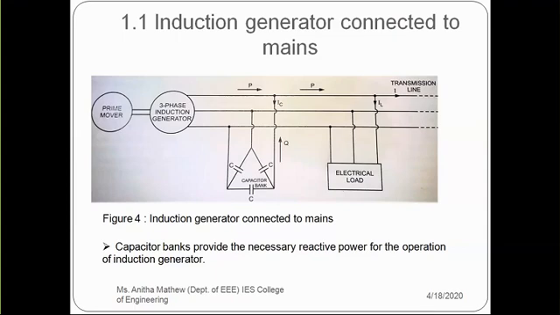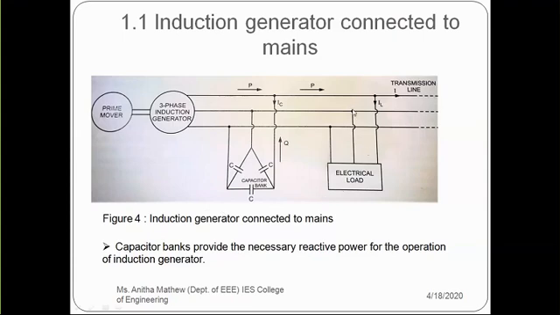Here you can see the 3-phase induction generator is coupled with the prime mover, and it is connected to the transmission line. Since it is connected to the transmission line, it is known as grid connected or induction generator connected to mains. We are providing a capacitor bank here. Electrical load is also connected to the transmission line.